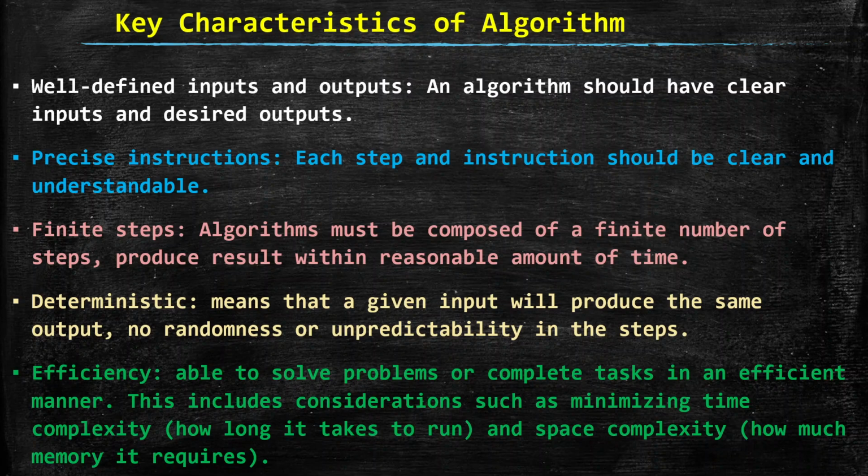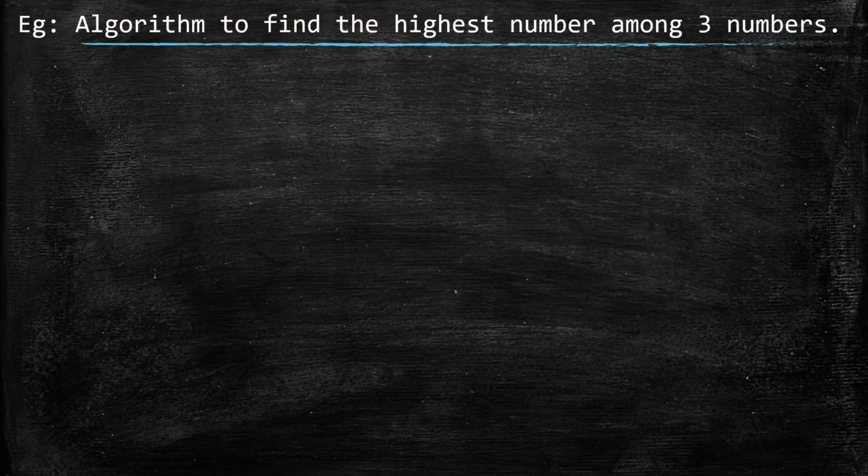Efficiency means being able to solve the problems in an efficient manner, using less time while running and less space, so it requires less memory. That is efficiency. Based on efficiency and effective running, we are going to analyze algorithms.